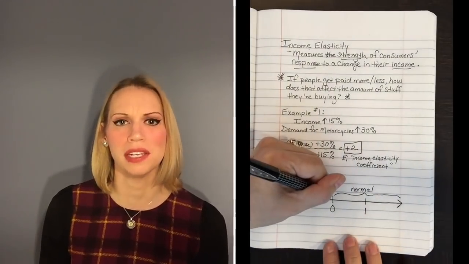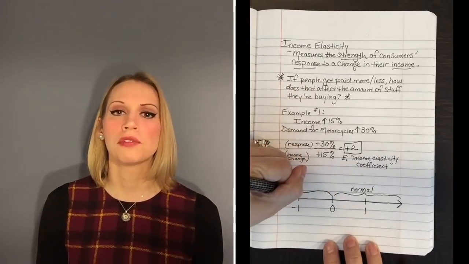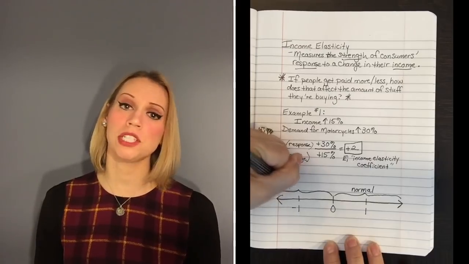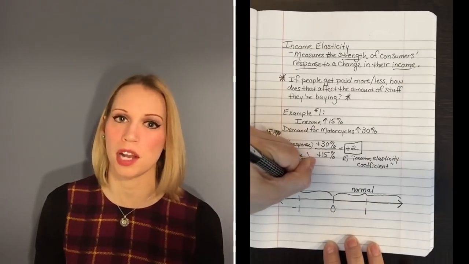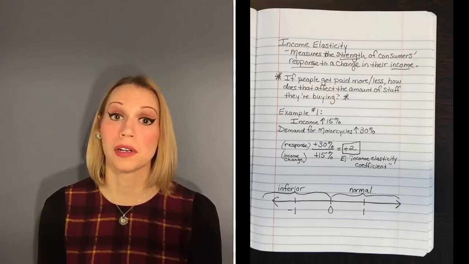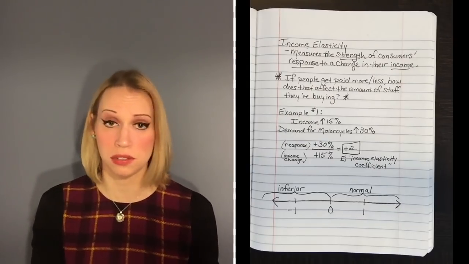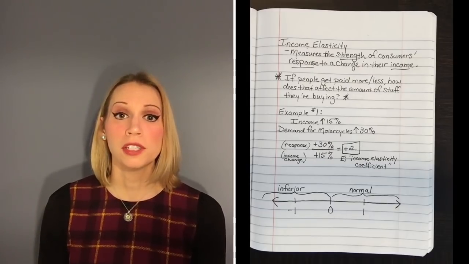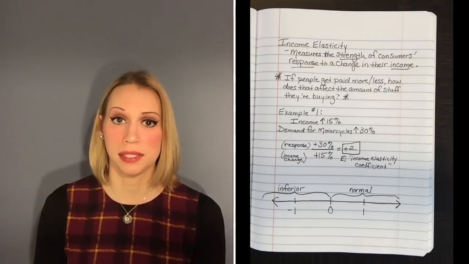A negative income elasticity coefficient refers to inferior goods. Inferior goods tend to be cheaper, lower quality products. These are things that you buy more of when you get poorer. Or if you get richer, these are the first things that you ditch, all right? I'll give you an example of those in just a second. First, let's take a look at our motorcycle example.